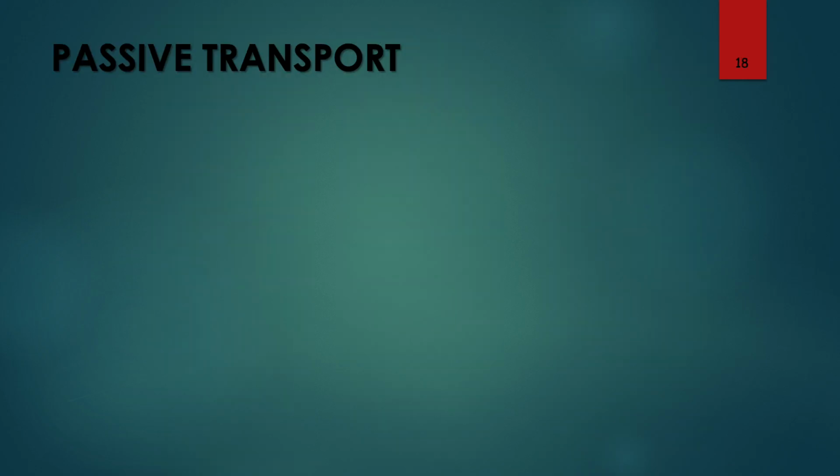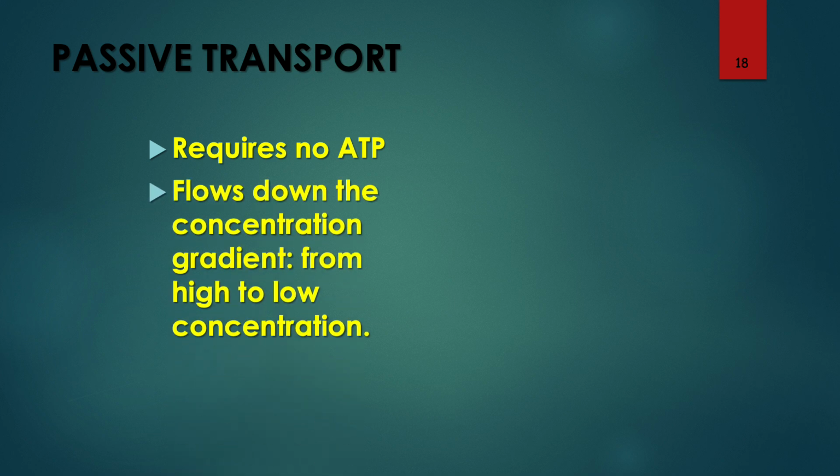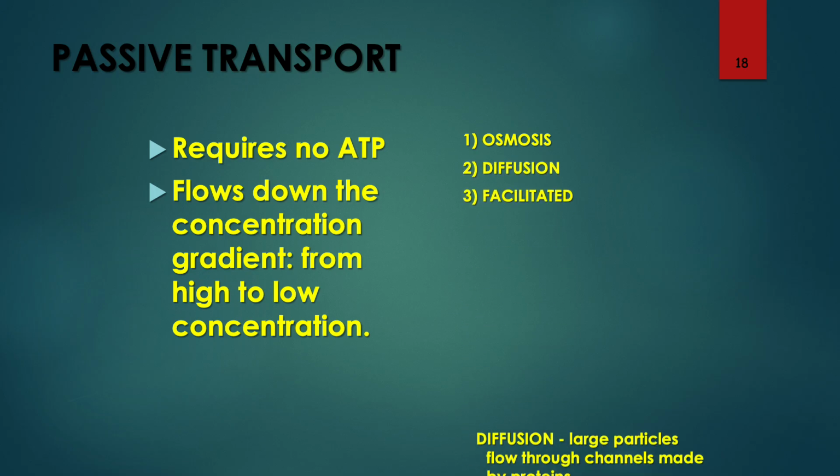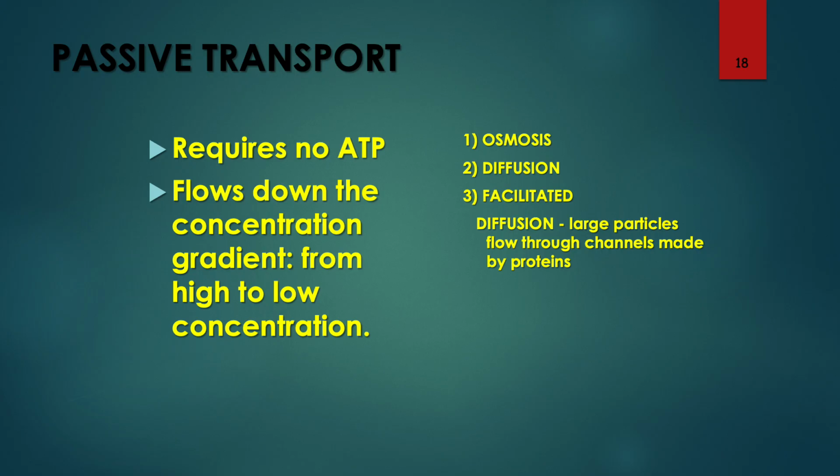Let's first look at passive transport. Again, passive transport does not require energy, therefore no ATP is needed. Substances are going to flow down the concentration gradient, meaning from a high concentrated area to a low concentrated area. There are three types of passive transport: osmosis, which is a diffusion of water particles, diffusion, and then facilitated diffusion, which is when you have large particles that are going to need protein channels to help move the substances across the gradient.